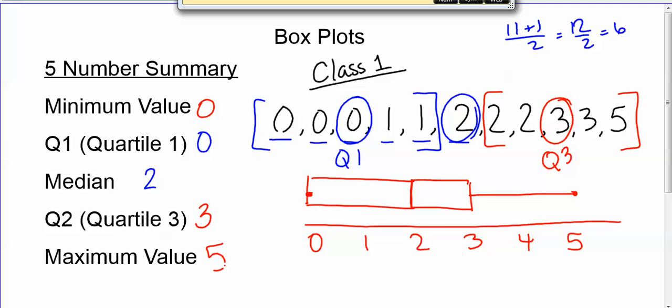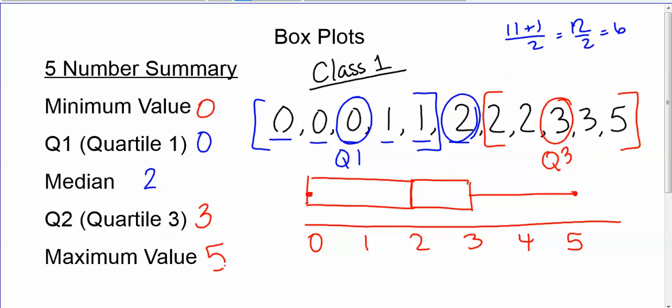Let me go back to the last page. Oh, there's that annoying thing. Hold on a sec. Okay, so you can see that that's definitely different than the first class. There were a lot of people who had 0 pets, and so many had 0 pets that our minimum value and our quartile 1 actually ended up being the same.